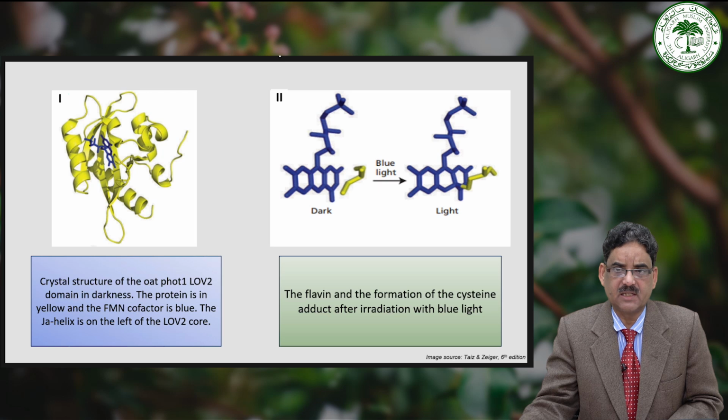The three-dimensional structure of the LOV2 domain resembles a closed molecular hand holding the FMN tightly by non-covalent interactions inside its core. Moreover, this second figure illustrates the formation of the covalent bond between the flavin cofactor and a cysteine residue in response to blue light.